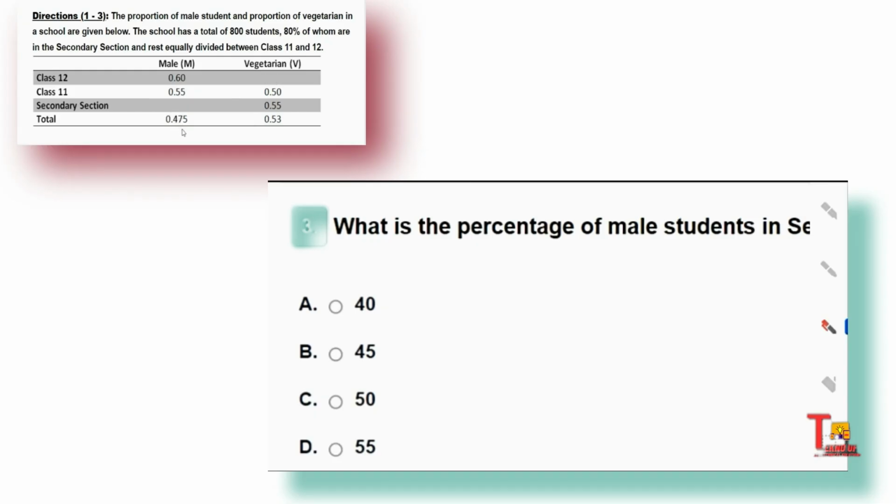That is, we'll at first calculate 47.5% of total, then 55% of total class 11 and 60% of class 12. Then we'll just subtract from total of both, then we'll get the secondary section's male. Okay, so let's go to the solution. This is similar to the first question, but still I'll solve it, okay, for your convenience.